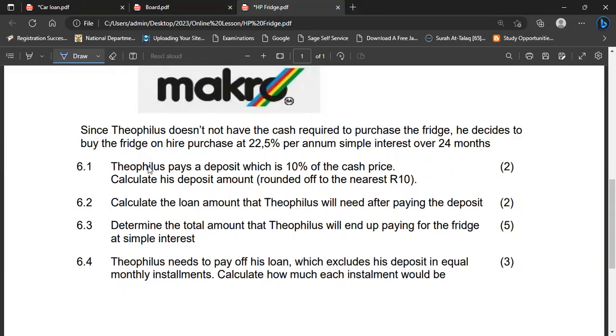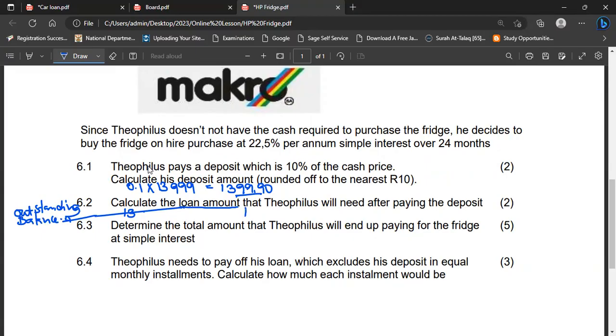Calculate the deposit amount. Now here we shall take 10%, which is the same as 0.1 times 13,999. And let's see what answer we get. 1,399.90. This is the deposit that was required. Then calculate the loan amount that Theo will need after paying the deposit. The loan amount will be the same as the outstanding balance.